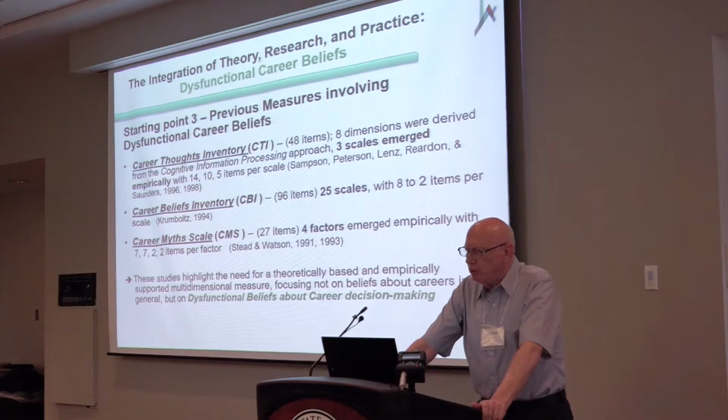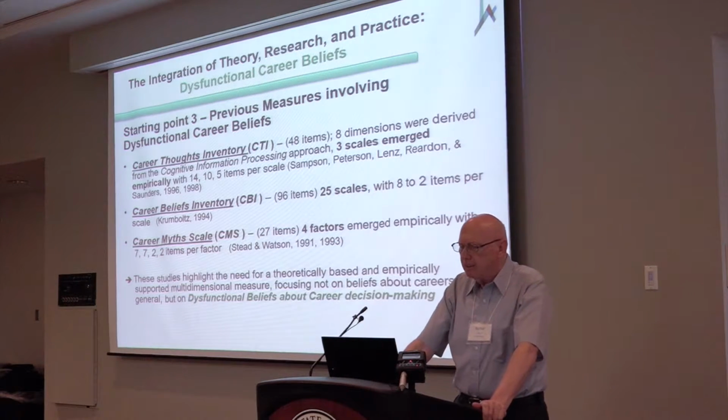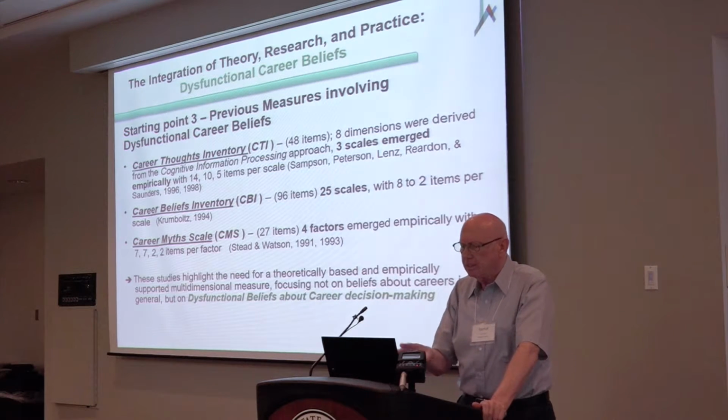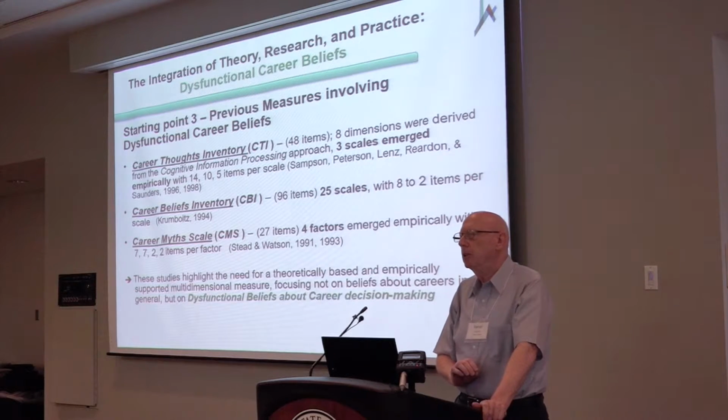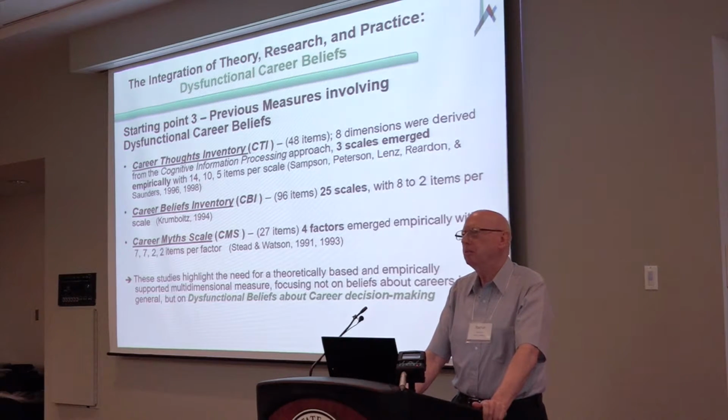The third starting point was previous measures involving dysfunctional beliefs: the Career Thought Inventory, which has 3 scales; the Career Beliefs Inventory of Krumboltz, 25 scales, not really practical; and the Career Myth Scale with 4 factors, which emerged empirically. Interestingly, in some of these measures, there were items that were not classified to either of the factors or scales.